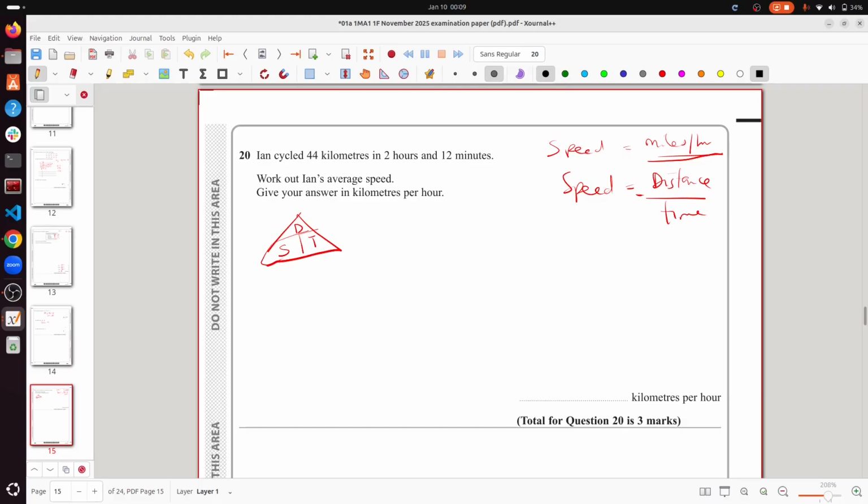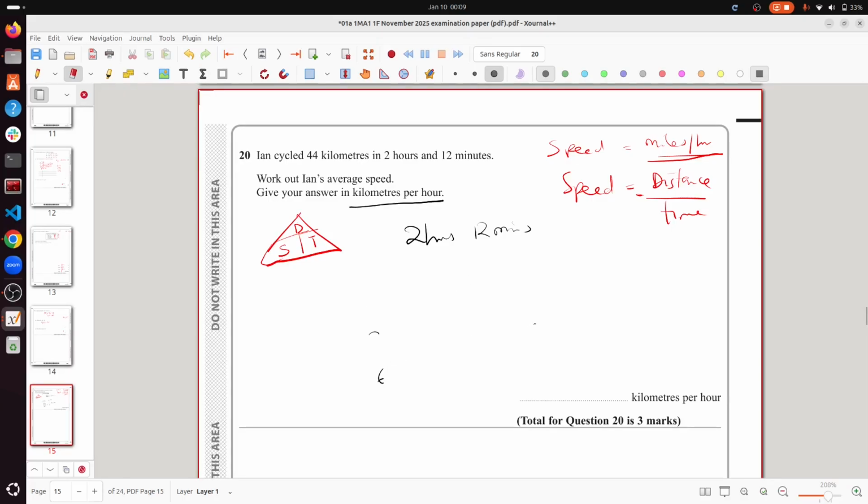Work out Ian's average speed. Give your answer in kilometers per hour. So we need to convert this 12 minutes into hours, because everything has to be in kilometers per hour. So 2 hours and 12 minutes. We know that 30 minutes is 0.5 hours. But how do we know that? 30 divided by 60 gives us a half, which is 0.5 hours. So that's the strategy we are going to use now.